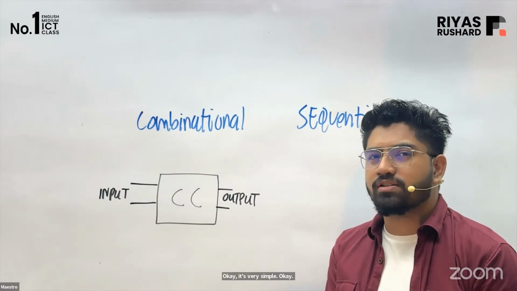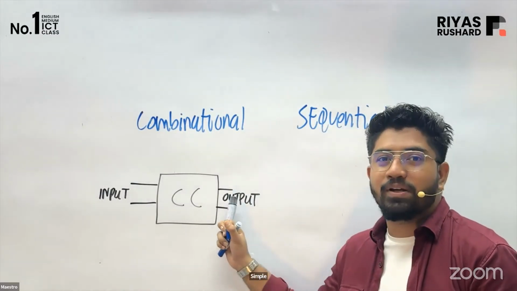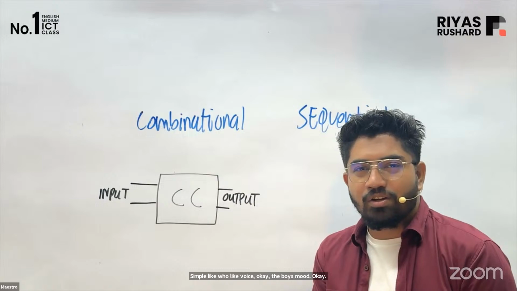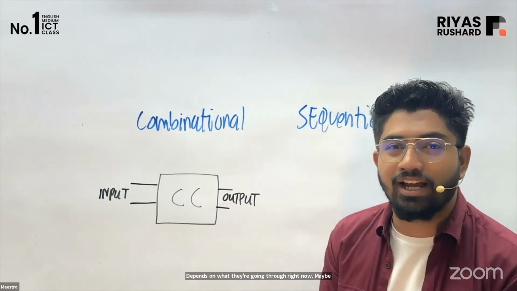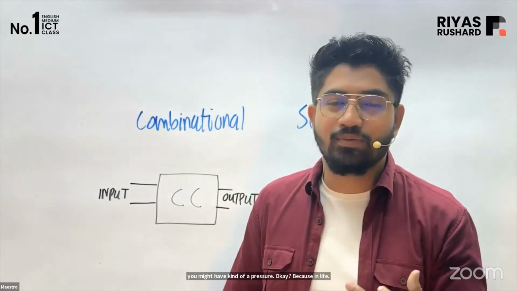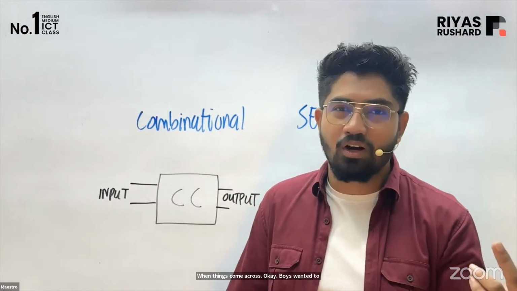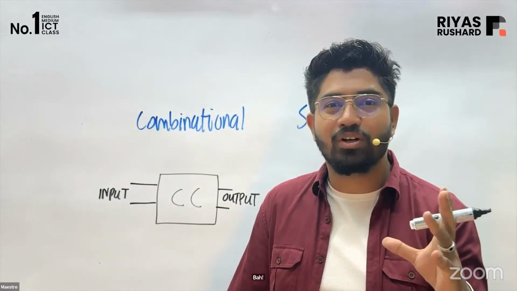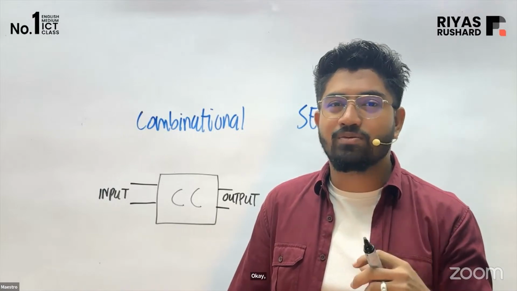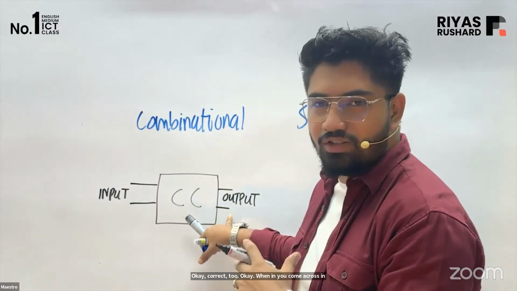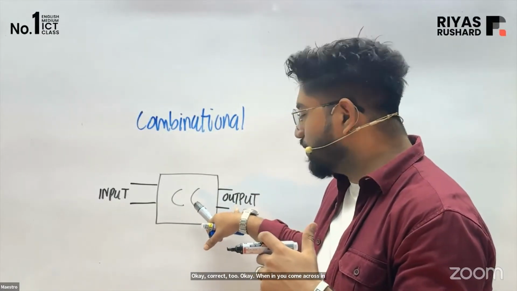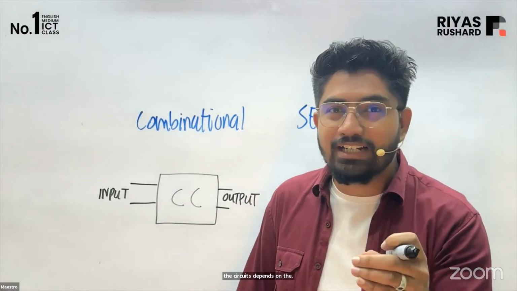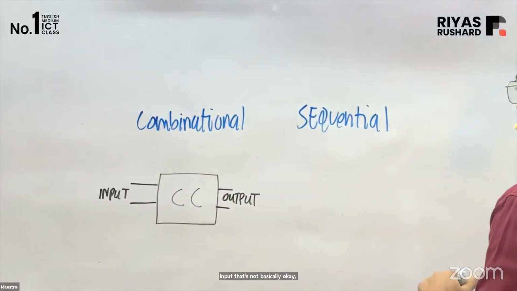Simple like whom? Like boys. The boys' mood depends on what they're going through right now. Maybe most of them get angry because they're hungry. You might have kind of a pressure. Because in life, when things come across, boys want to solve problems whereas girls want to talk about the problem. Wow. Okay, correct. When you come across a problem in life, boys want to solve it. So when those problems are unsolved, they always become stressed. So the output of the circuit depends on the input. That's basically how combinational circuits work.